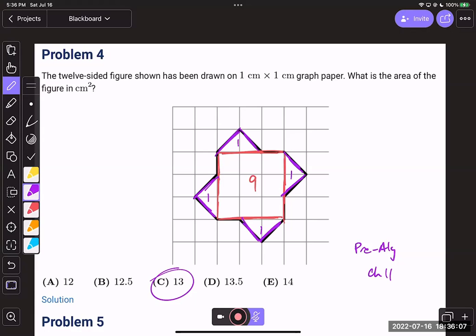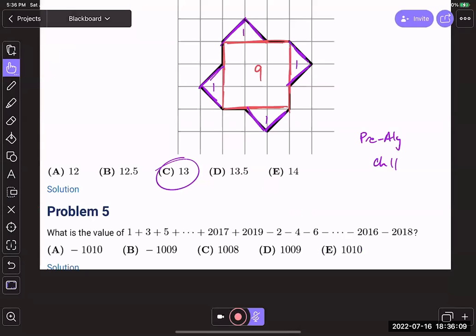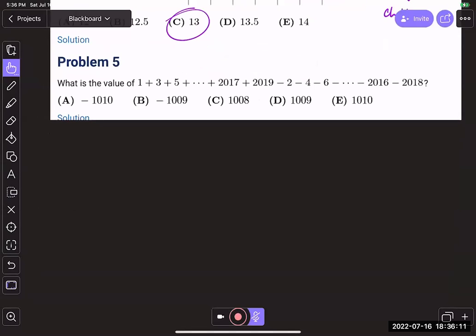Okay. Problem number 5. This one's a little bit more interesting. Let's see what we can do here. Any volunteers before I volunteer to do it? Going once. Twice. All right. Richard, how about you?